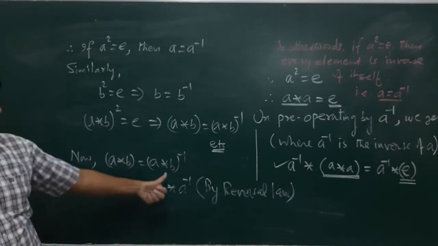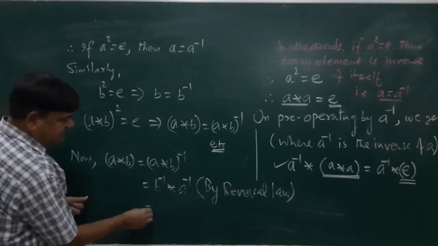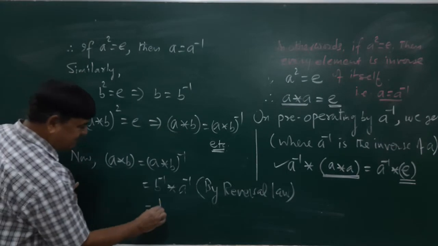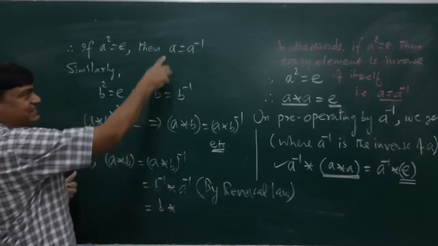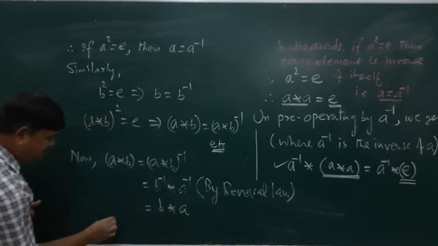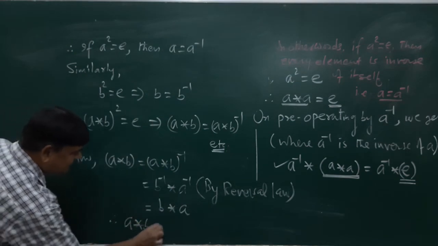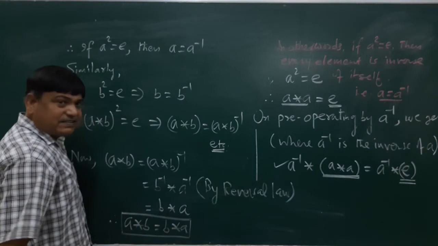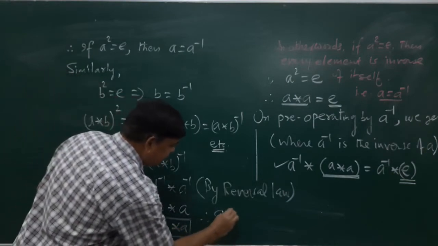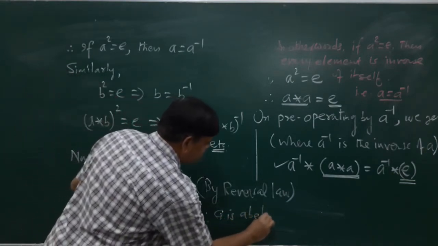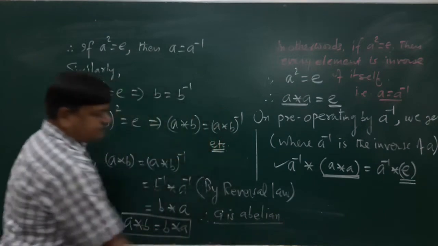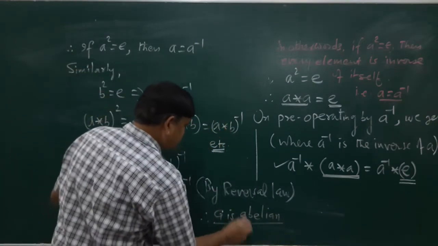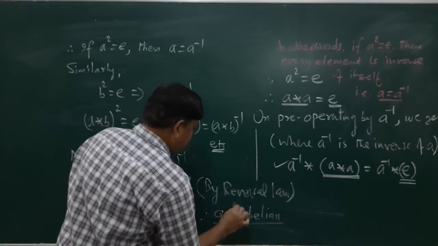So here it is. And what is b inverse? B inverse is b. What is a inverse? It is a. Therefore, a star b equals b star a. Therefore, Z is abelian. An abelian group.